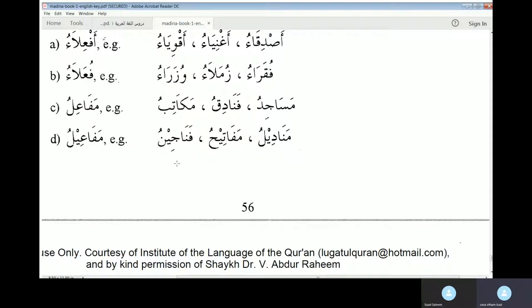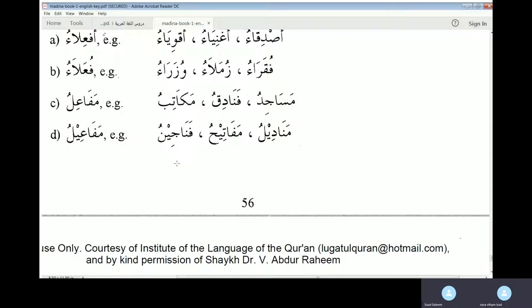Do you remember? What is the Funduk? What is Funduk or Fanadiku? Fanadiku, hotels, okay. Makatibu is desks, okay. Manadilu is handkerchiefs. Mafatihu, keys. Fanajinu. What is Fanajinu? Cups. C-U-P-S. Cups.